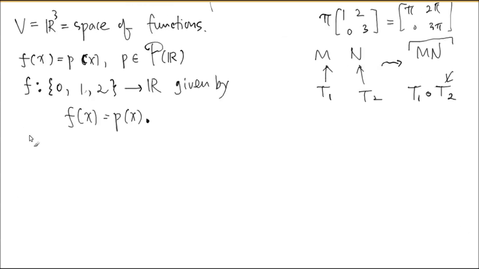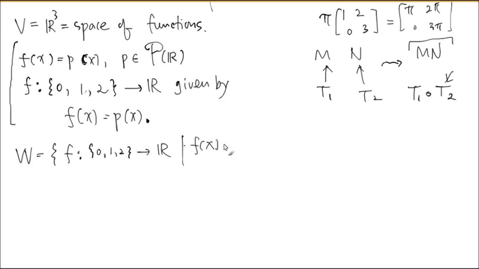So I hope this is described to you as a vector space. Vector space W, I'm going to say f going from {0, 1, 2} to R, such that this f of x is given by some sort of polynomial. Does that make sense? Okay.